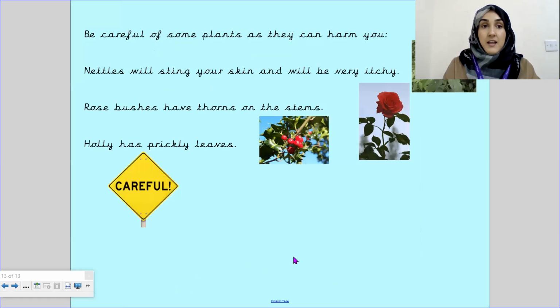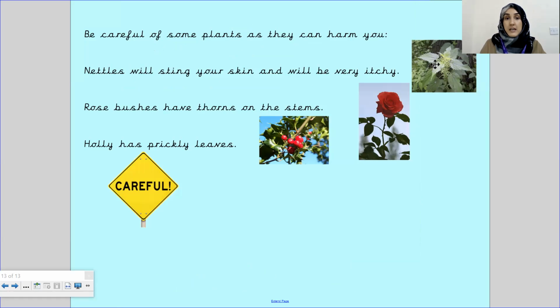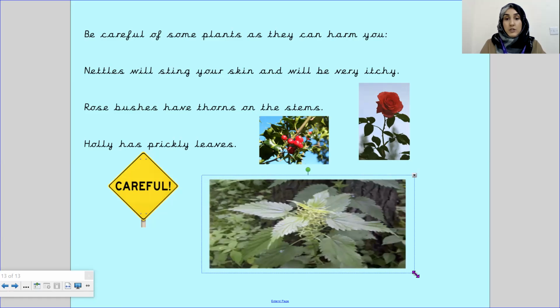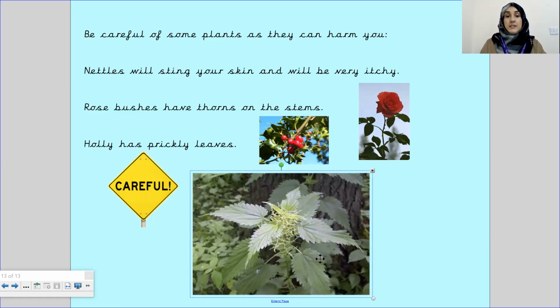Now, Morris class, you need to be very, very careful. I'm going to make myself smaller and make this bigger so you can have a look. Some of you may or may not know, these are called stinging nettles. Stinging nettles are extremely painful if they sting you, and you will need a dock leaf to rub over it. It makes you have a little white bump. So please stay well clear of these stinging nettles.